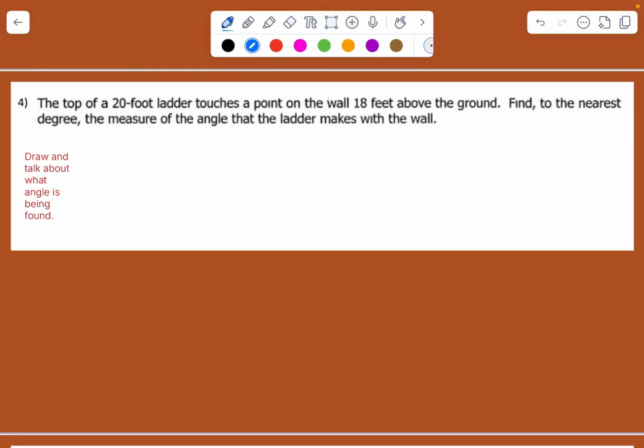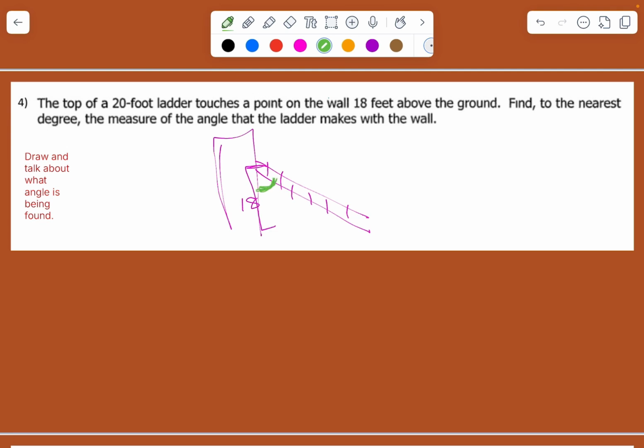The top of a 20-foot ladder touches a point on the wall 18 feet above the ground. So again, we have a wall, building, whatever. We have our ladder, and we know that it's going to touch this time right here, 18 feet. To the nearest degree, find the measure of the angle the ladder makes with the wall. So what we're looking for is where the ladder and the wall meet right here.